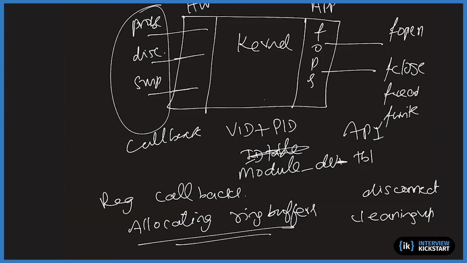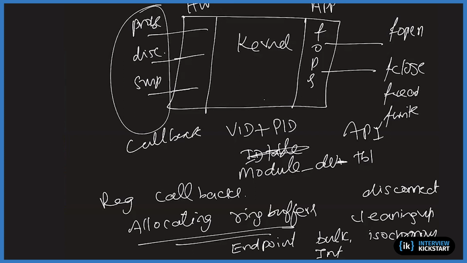Allocating ring buffers requires, of course, knowing the endpoints. Whether you have bulk endpoints, isochronous, which is basically for audio kind of endpoints, and then of course the interrupt endpoint. These are the endpoints defined by USB. For each endpoint, it may have to allocate different ring buffers and set up the system for pushing or pulling data from these endpoints. So these are the things that happen.